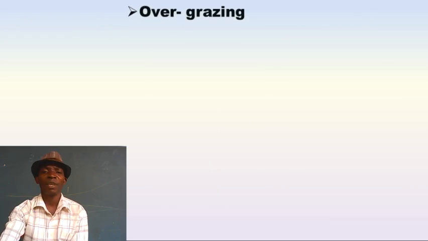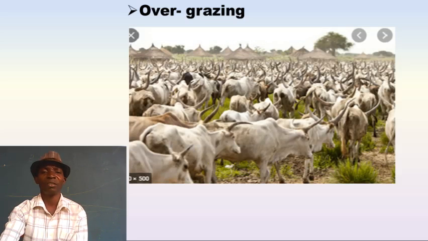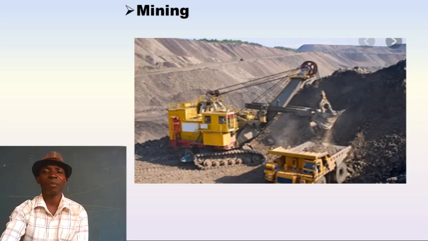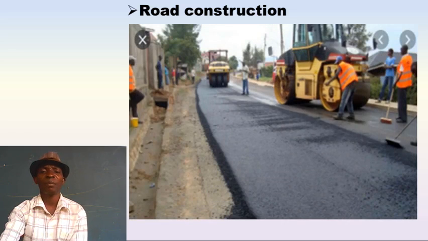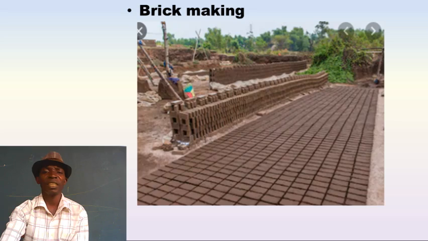Then another problem facing land is overgrazing. Let's go to another problem. It's overcultivation. Overcultivation is another problem facing land. Mining is another problem facing land, as you see in the slides. Road construction is another problem facing land. Let's proceed. Brick making is another problem facing land.